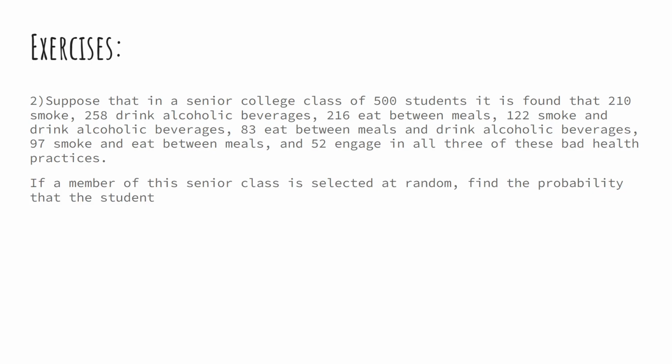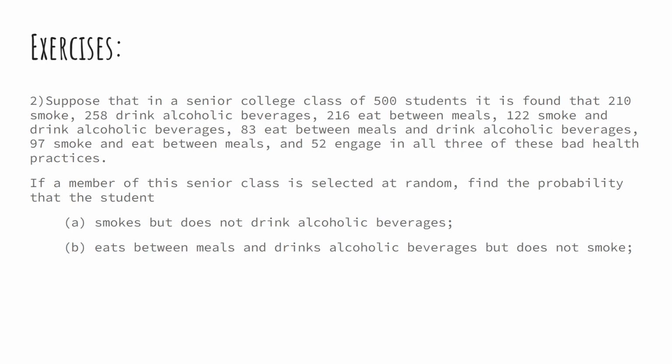Okay, let's note down the question. If a member of the senior class is selected at random, find the probability that the student smokes but does not drink alcoholic beverages, eats between meals and drinks alcoholic beverages but does not smoke, and neither smokes nor eats between meals. Okay, 3 questions are given.